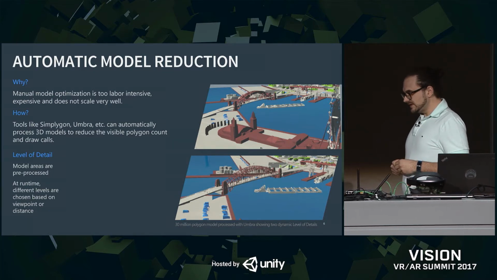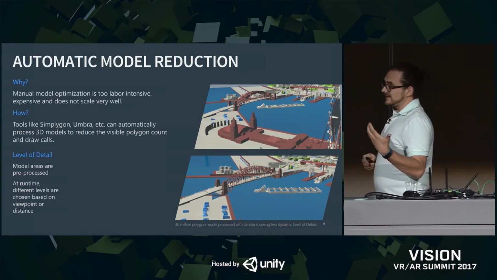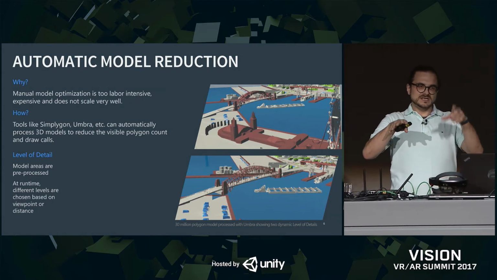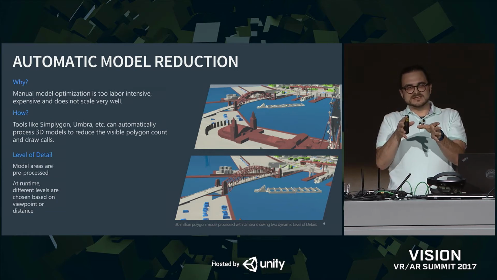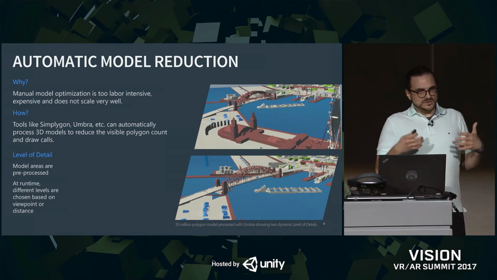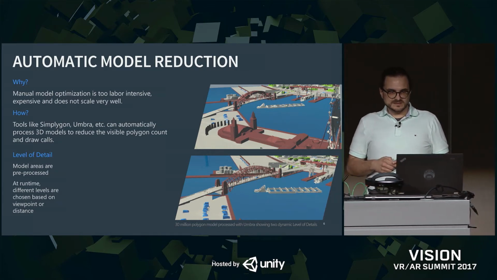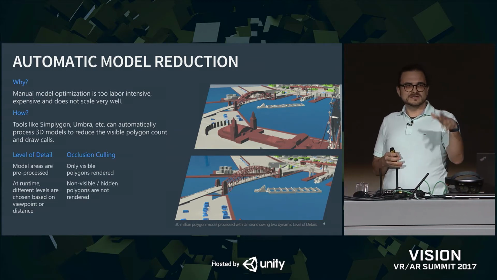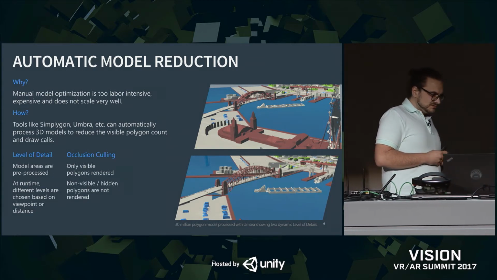Umbra does it a bit differently. They create basically dynamic level of detail. So they split up your whole mesh in the scene into smaller pieces, and then they can dynamically select the pieces that are currently in view and need to be shown in a higher level of detail. Umbra also supports occlusion culling, so you might already know that. It's also part of Unity, the occlusion culling piece.